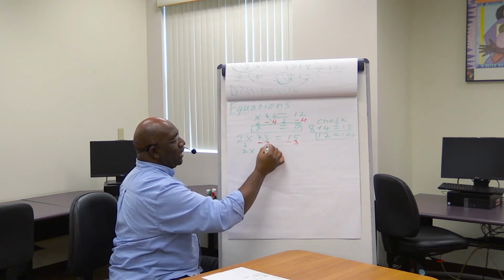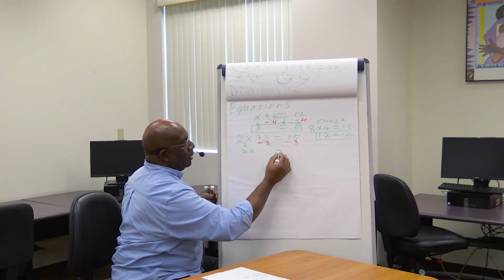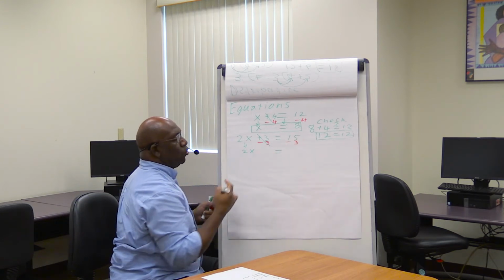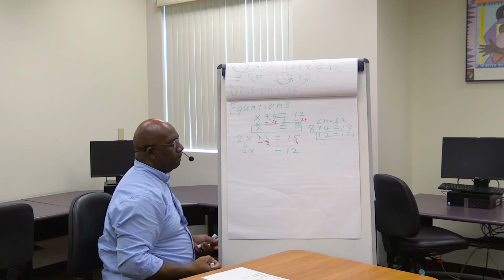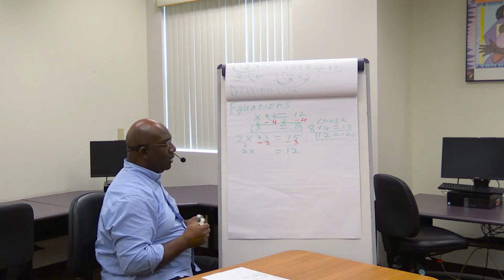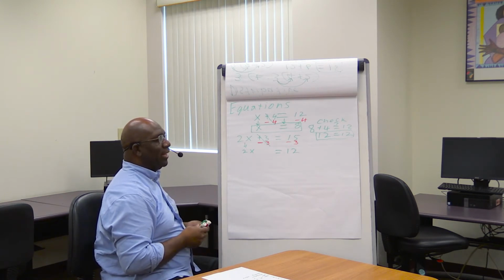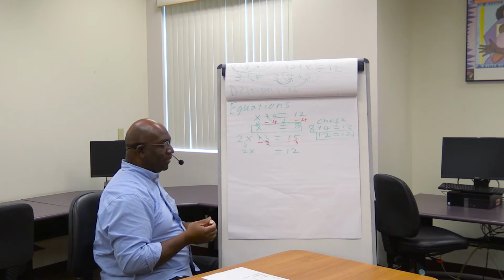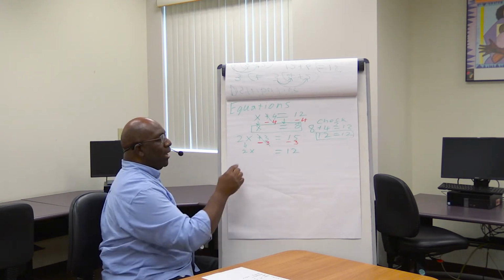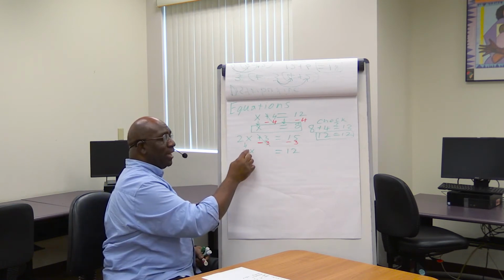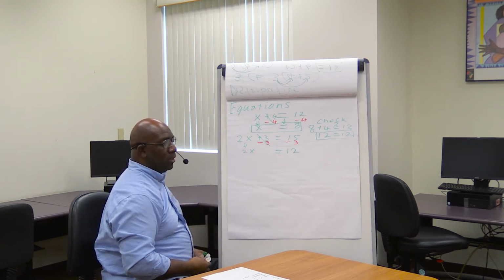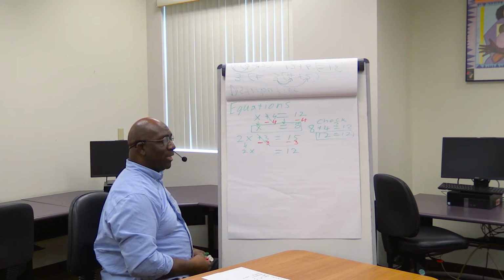This cancels out. 15 take away 3 is 12. I'm not done yet because I still have to get x by itself. Whenever I have 2x, that is technically 2 times x. 2x is 2 times x.